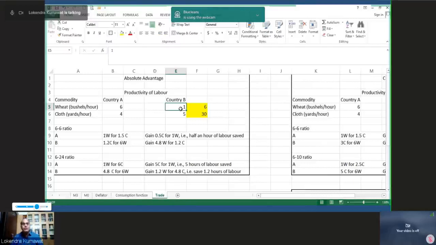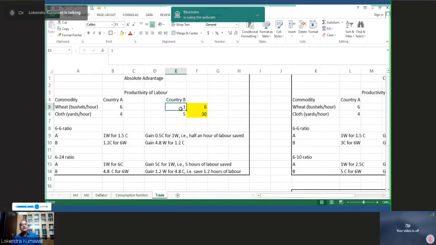Okay, this situation where each country can produce more of one of the commodities, in that case they are said to have absolute advantage. Country B can produce more of cloth. So we say country B has an absolute advantage in cloth. Country A can produce more of wheat in 1 hour. We say country A has absolute advantage in wheat.